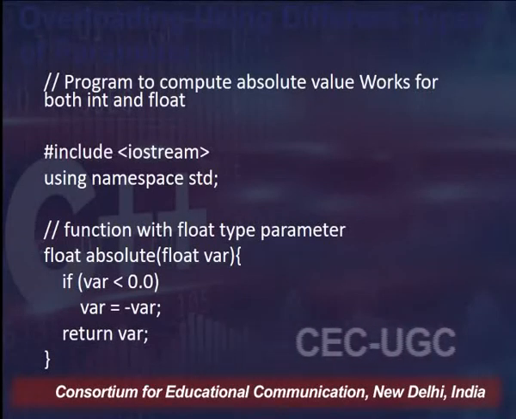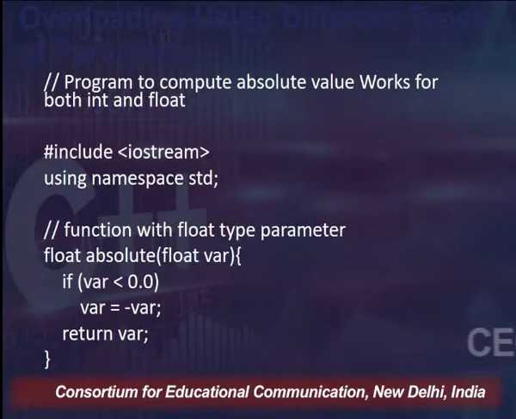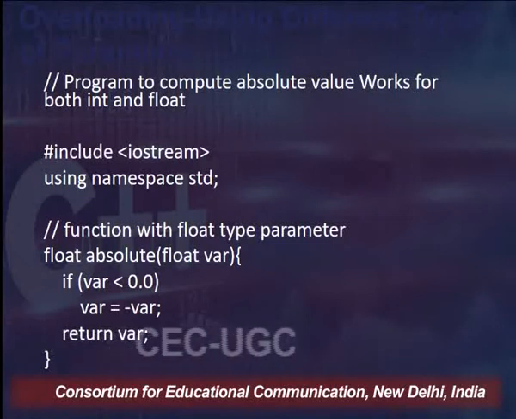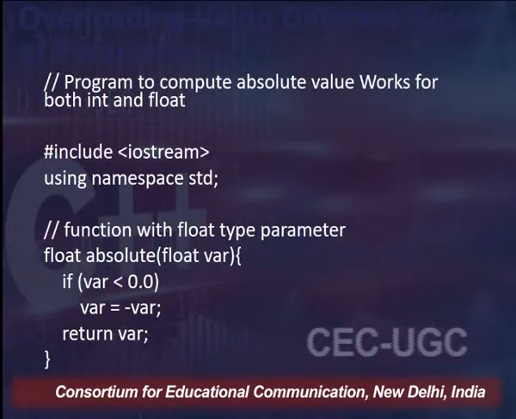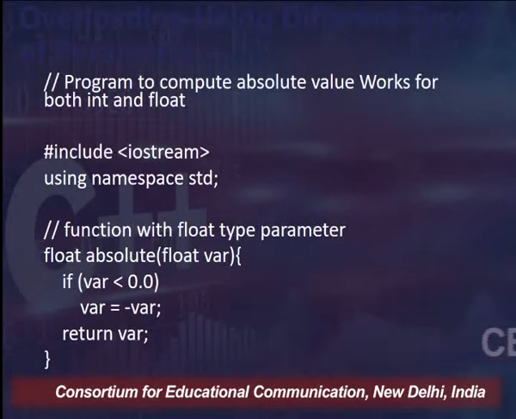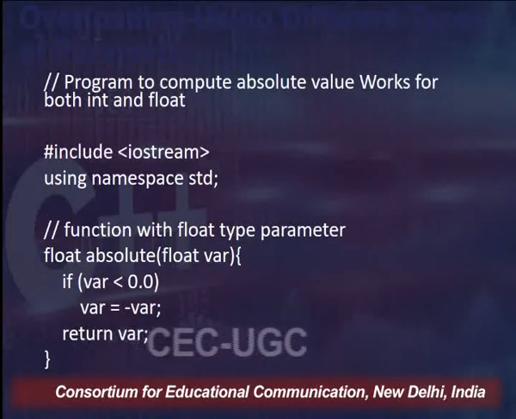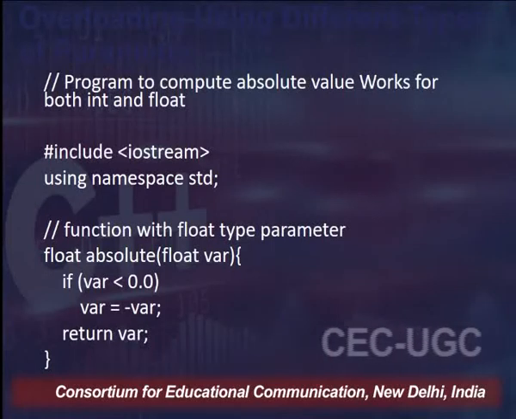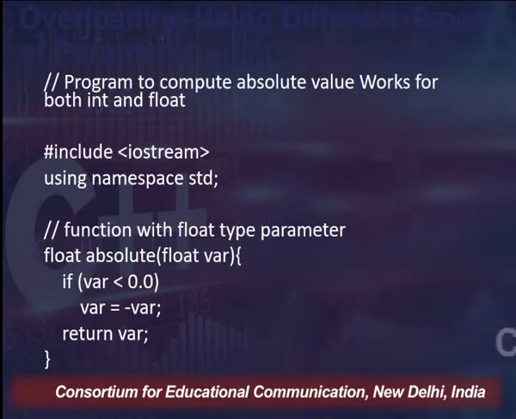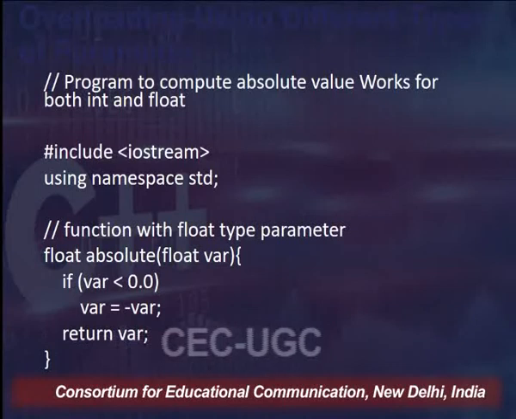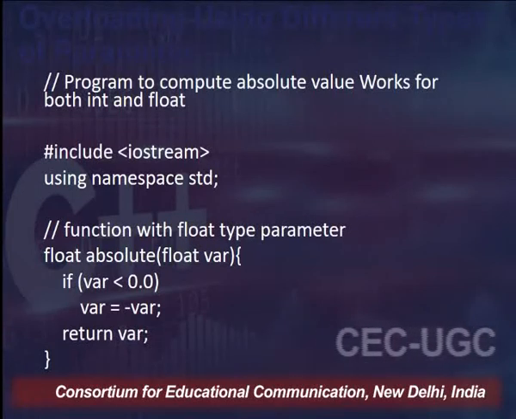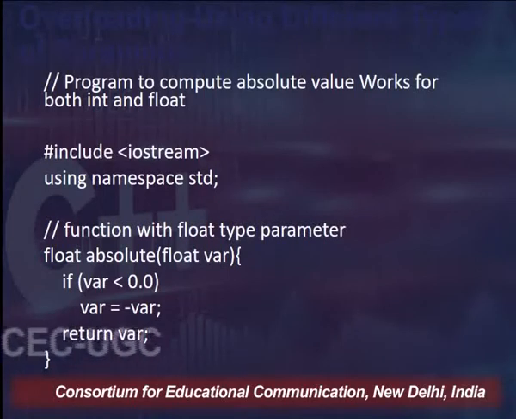Now if that variable value is less than 0.0, as we are talking about float, we have taken 0.0, then variable equals minus variable and we return it. So if the variable is less than 0.0, we assign it a negative sign and return that variable. This is the version of the absolute function which receives a float variable.